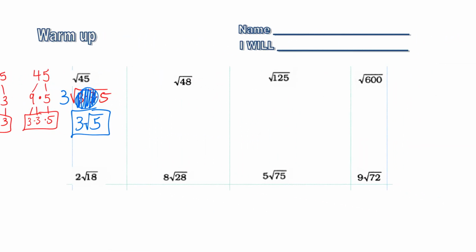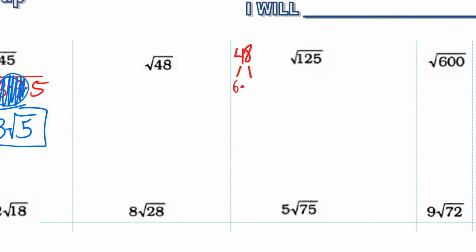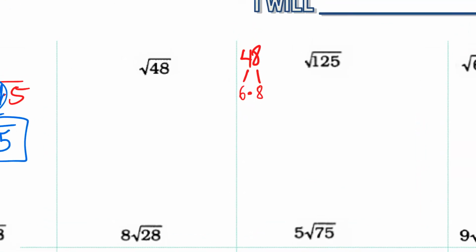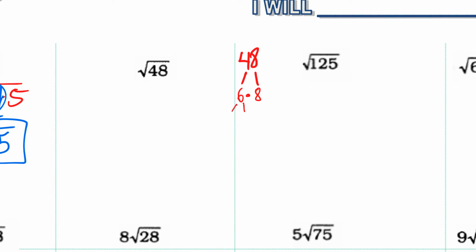Okay. 48. How does 48 break down? Okay. So again, there's definitely more than one way to break that down, but 6 times 8 is one way to get 48. Okay, how does 6 break down? 2 times 3, and the 8 breaks down as 2 times 4. So I have 2, 3, 2, 4. Can I break down any of those? The 4. Okay, I'm going to bring this 2 down, I'm going to bring this 3 down, I'm going to bring this 2 down, and the 4 breaks down as 2 and 2.